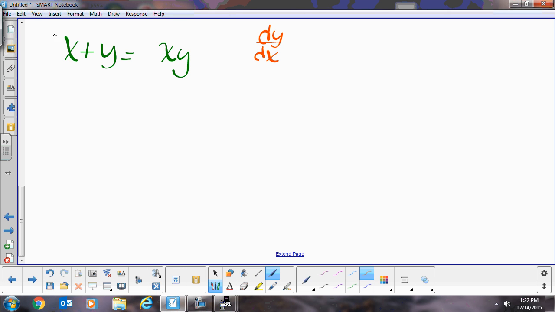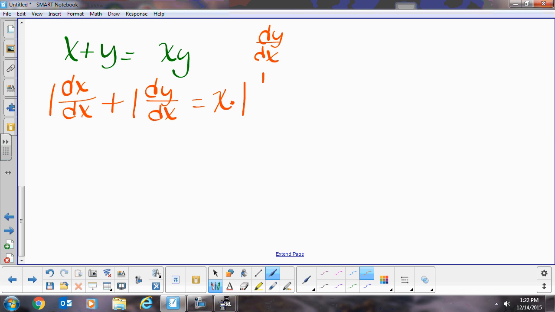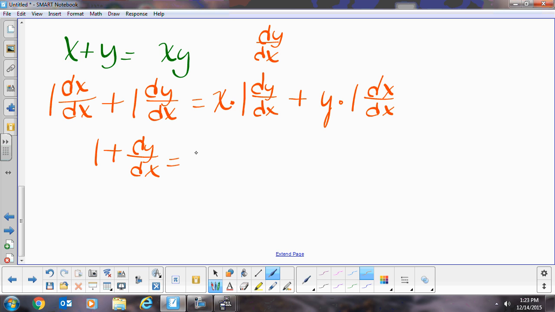Derivative of y with respect to x. So this is 1 what? Okay. And then this is going to be 1. What rule is required on the other side? So we say first, what's the derivative of y? 1 dy over dx plus the second, which is y. What's the derivative of the first? 1 what? Dx over dx. So this becomes 1 plus dy over dx is equal to x dy over dx plus y.